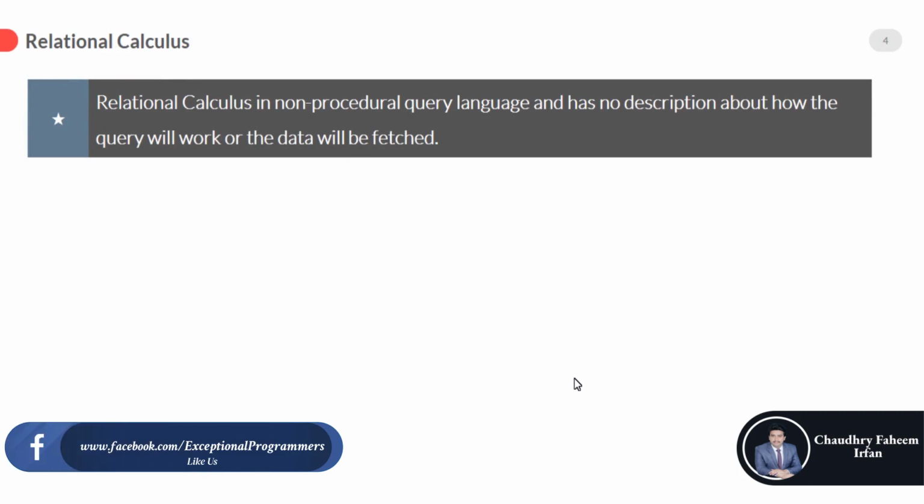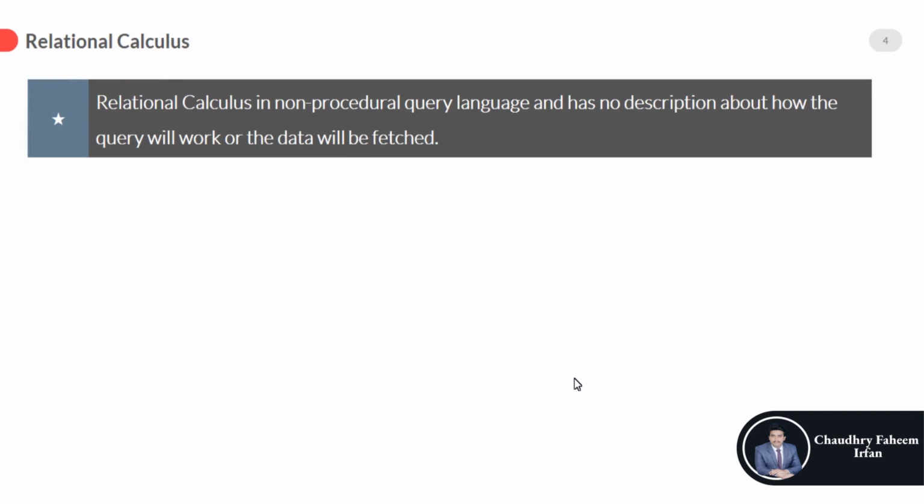What is relational calculus? Relational calculus is a non-procedural query language and has no description about how the query will work or the data will be fetched. In the relational calculus, there is no description of how to evaluate a query. A relational calculus query specifies what is to be retrieved rather than how to retrieve it. It only focuses on what to do and not on how to do it.